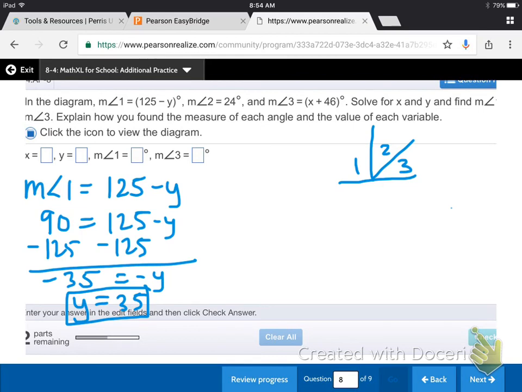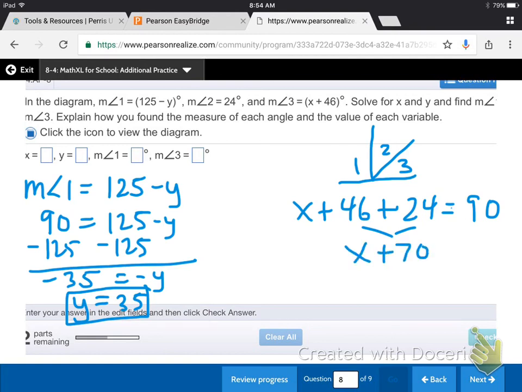Now, it says the measure of angle 2 is 24 degrees, so we know that. And the measure of angle 3 is unknown, but it's x plus 46. So if we say the measure of angle 3, that's x plus 46, plus angle 2, which is 24, how much did 3 and 2 add up to? You got it. It's 90 degrees. So 46 plus 24 makes 70. x plus 70 equals 90. And we subtract 70 from both sides. Then we get x equals 20.